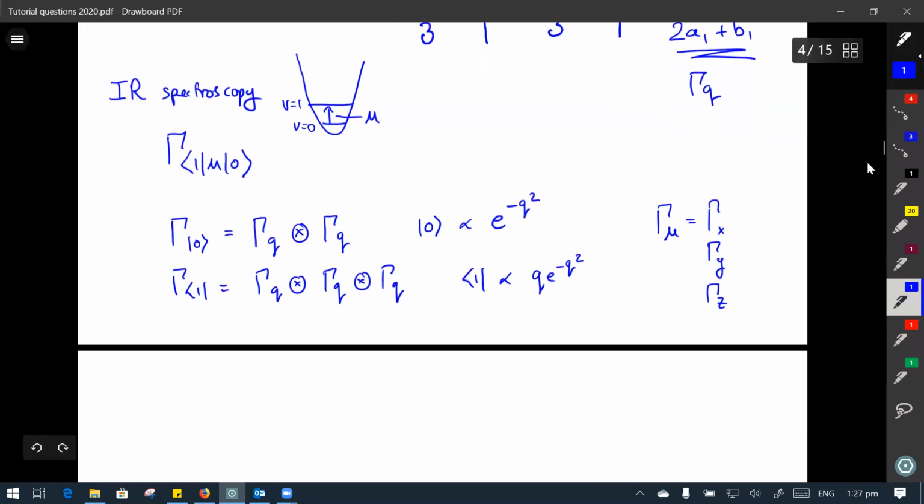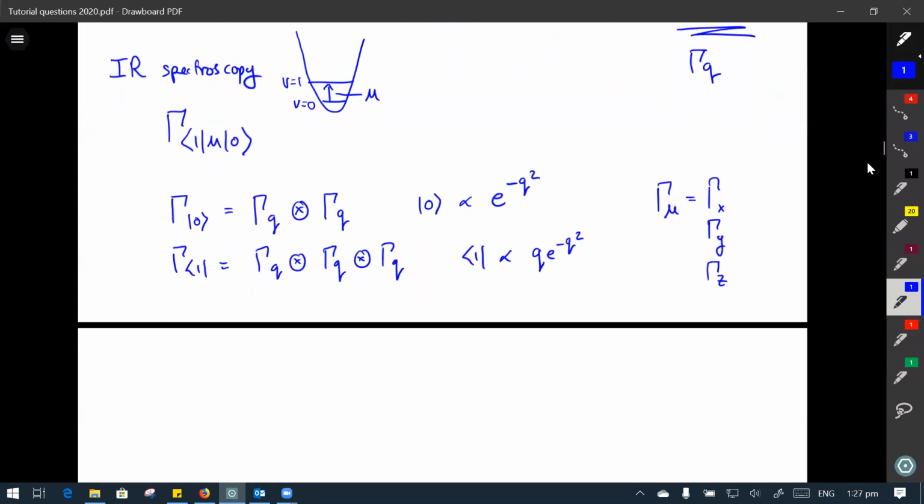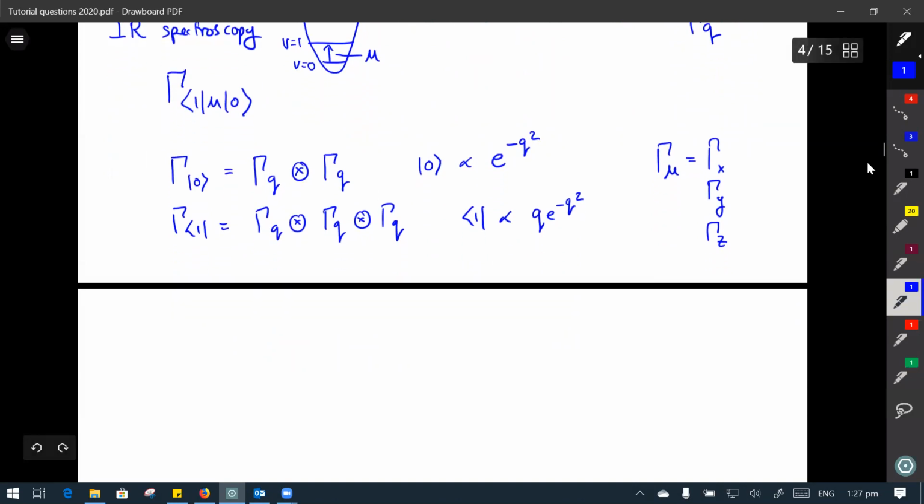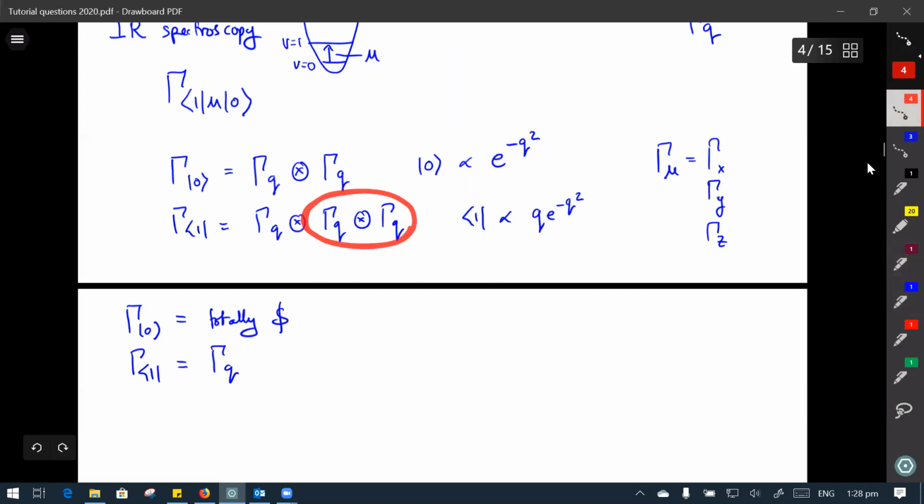Now we can actually rationalize this a little bit more. I'm going to show you how to rationalize it. You don't have to, but I'm just showing you how you could do it. If you think about it, the symmetry of 0 is always going to be totally symmetric. And indeed, if you look at the symmetry of 1, it has to be equal to the symmetry of Q, because these two bits are going to give you the totally symmetric wave function. And when you multiply something by the totally symmetric wave function, it still looks like whatever you started with, right?